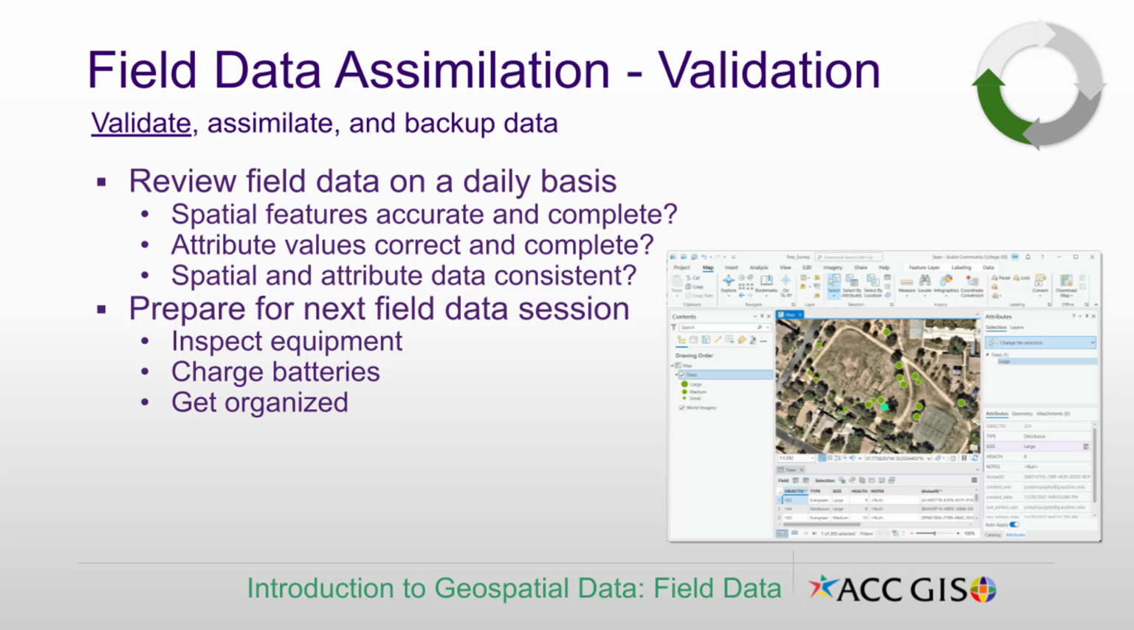I like to look at the spatial features, zoom to the entire extent, and make sure that there are no gaps or too much overlap, or maybe I accidentally collected the same area twice. I like to open the attribute table and sort the values to make sure that they are also correct and complete. I'll sort them in ascending and descending order. Typically, when you do that, you can see anomalies or null values that shouldn't be there pop up to the top. Then I'll also make sure that my spatial and attribute data are consistent.